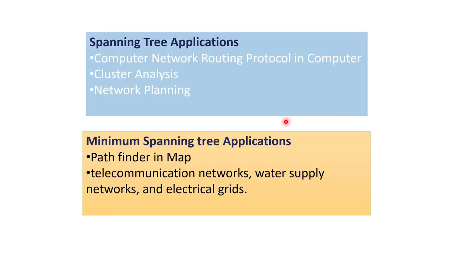Now we will discuss a few applications where we can make use of spanning trees. The spanning tree applications are like computer network routing protocol, cluster analysis, network planning, and minimum spanning tree applications are like pathfinder in a map, telecommunication networks, water supply networks, and electrical grids. For this purpose also we will solve a few problems in next videos, to make it clearer how spanning tree is used. About Prim's algorithm and Kruskal's algorithm, I will make separate videos in next lectures.